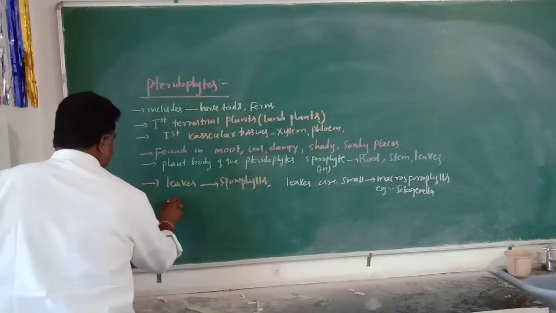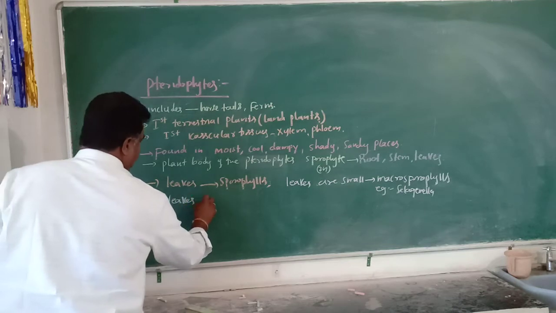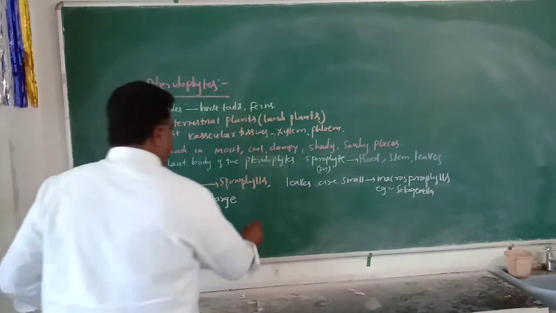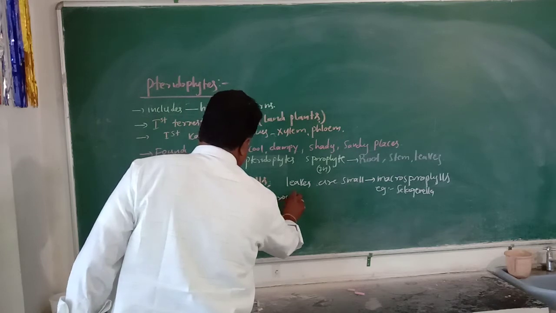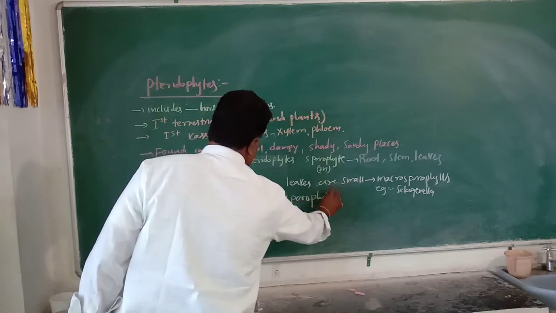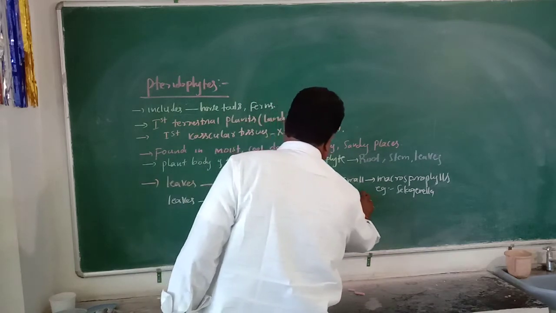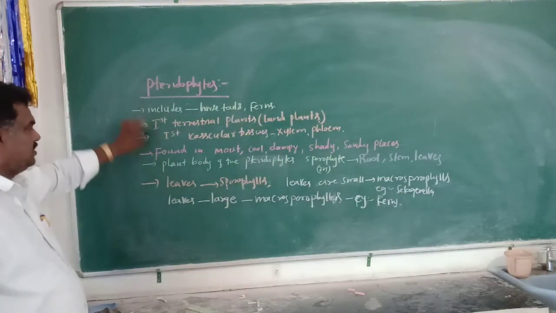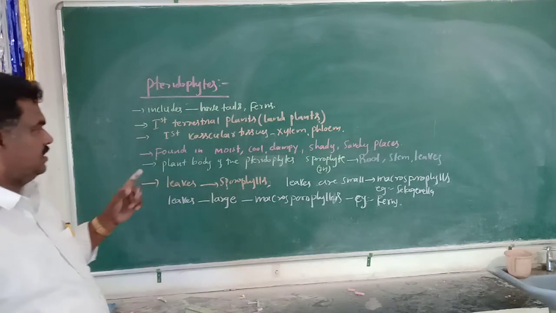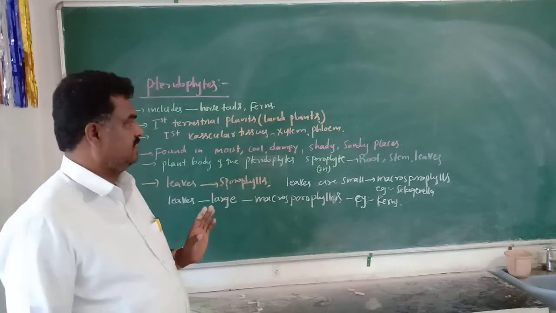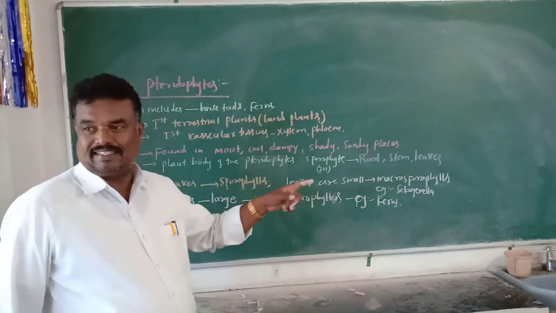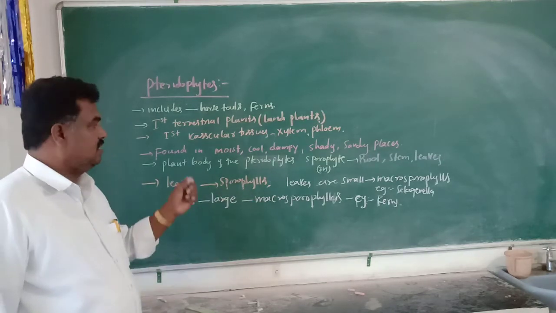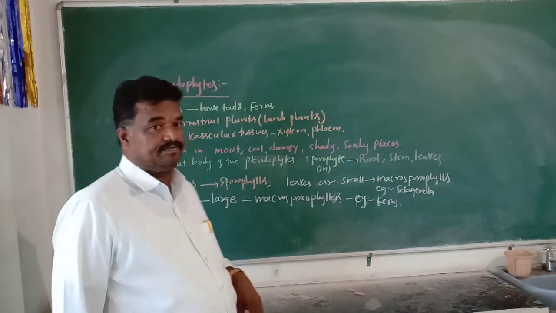But in some pteridophytes, the leaves are large in size. Such leaves are called macrosporophylls. The example is ferns. In pteridophytes the leaves are called sporophylls. Some have small leaves, microsporophylls, example Selaginella, and some have large leaves, macrosporophylls, example ferns.